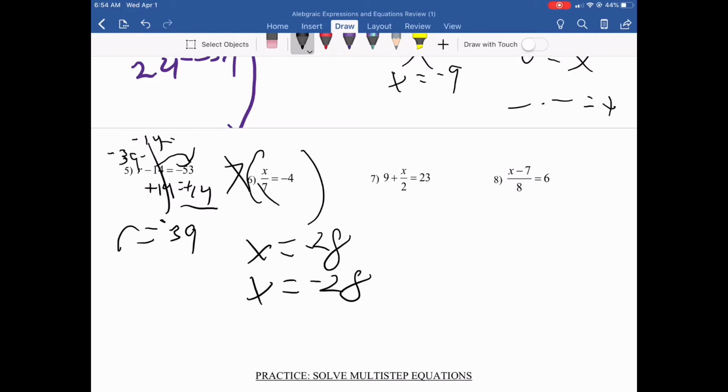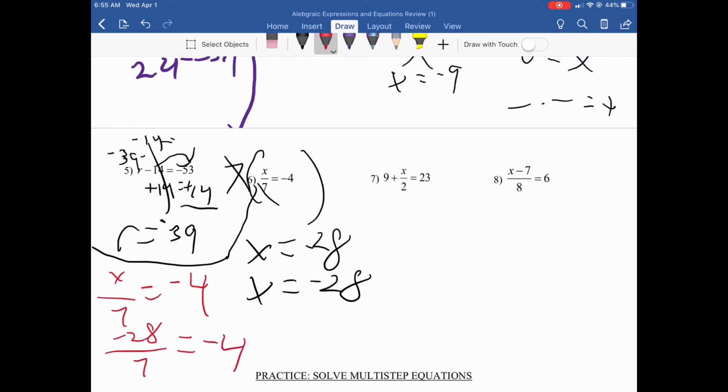Don't believe me? I don't believe myself either because I had a brain fart on number 5. So let's put the answer back in the equation. We have x over 7 equals negative 4. Remember, I do have a negative sign there. Negative 28 divided by 7. 7 goes into negative 28 negative 4. Voila. Got 2 right. Proud of myself today.